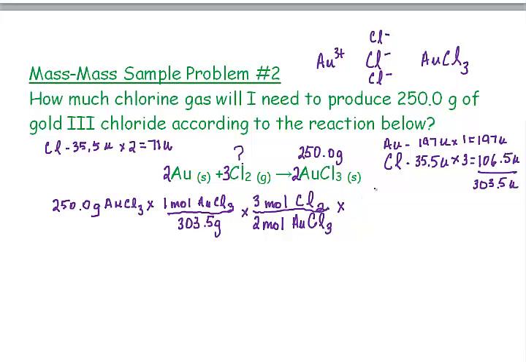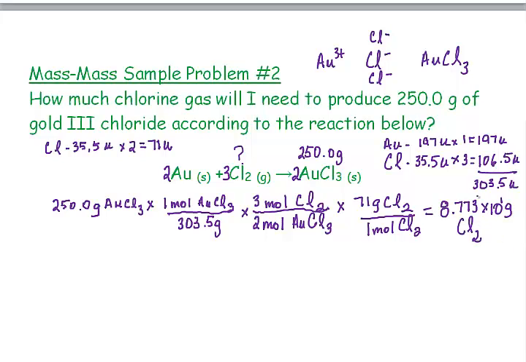All right, last step. Convert moles of chlorine to grams of chlorine. Well, there are 71 grams of chlorine in 1 mole of chlorine. And that gives me 8, and remember this is a calculator answer, 8.773 times 10 to the first grams of chlorine.